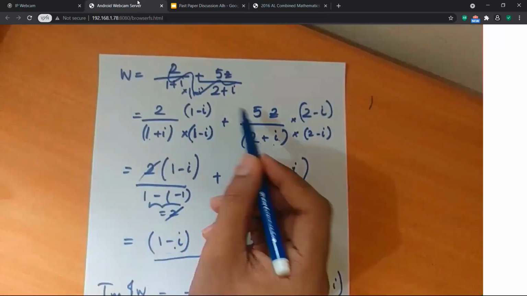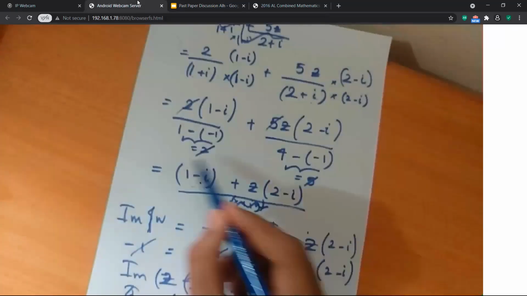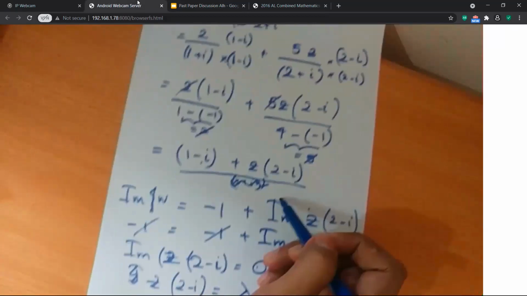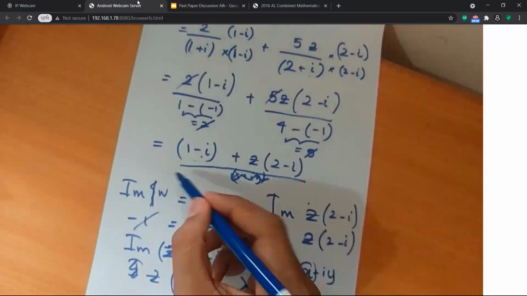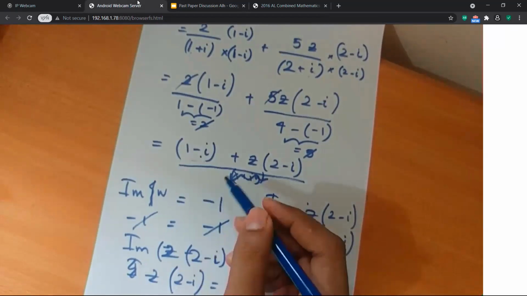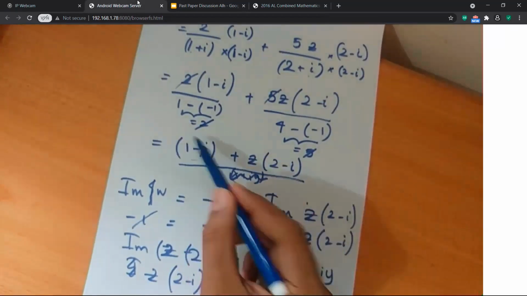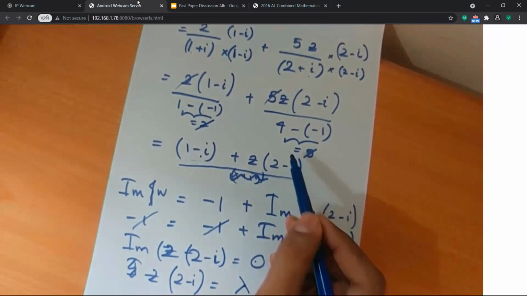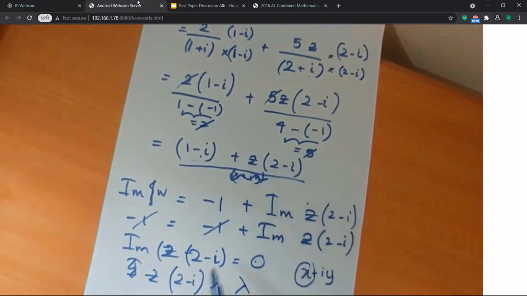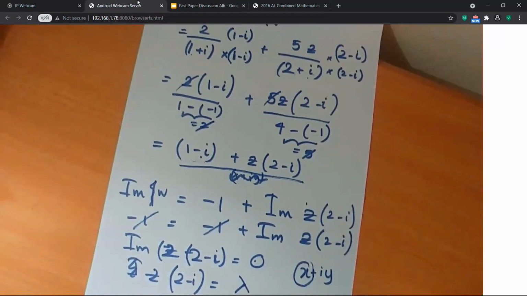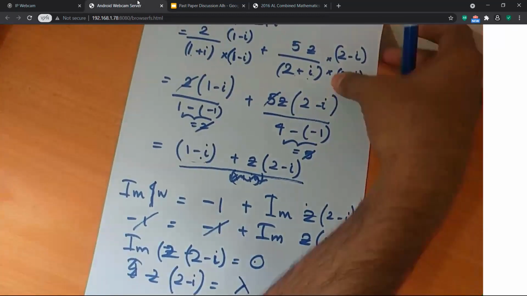When we simplified, we got the answer 1 minus i plus z times 2 minus i. Then we were given that the imaginary part of w is minus 1. So we took the imaginary part of the whole thing, and when we simplified, we got that the imaginary part of this whole thing is 0. If the imaginary part is not there, that means it's a constant value, so we just put it as lambda.